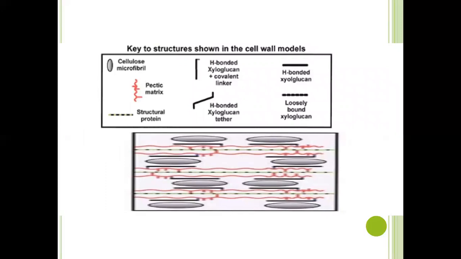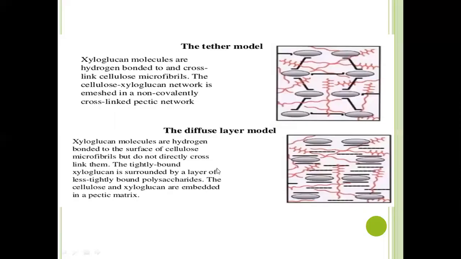Key to structure shown in the cell wall model. This is the cellulose microfibril. This is the pectic matrix. This is the structural protein. Then the hydrogen-bonded xyloglucan plus the covalent link, which has hydrogen bonds and xyloglucan together, hydrogen-bonded xyloglucan, and loosely bound xyloglucan. This is the formation of the key structure of the cell wall model.